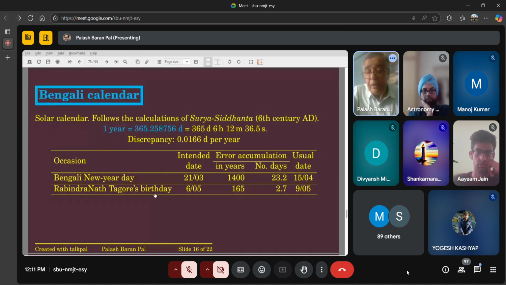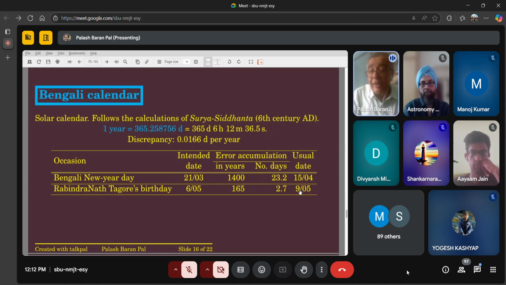Rabindranath Tagore's birthday. Rabindranath Tagore was born on the 6th of May. It's not something that he remembered, his parents remembered, so it was written in his autobiography that this was his birthday, as he was told by his parents. But since his birth, about 165 years have passed, and this discrepancy has accumulated to 2.7 days. So nowadays the birthday more typically falls on the 9th of May. Sometimes the 8th because of the extra day, 29th of February, sometimes, but usually it's on the 9th of May.